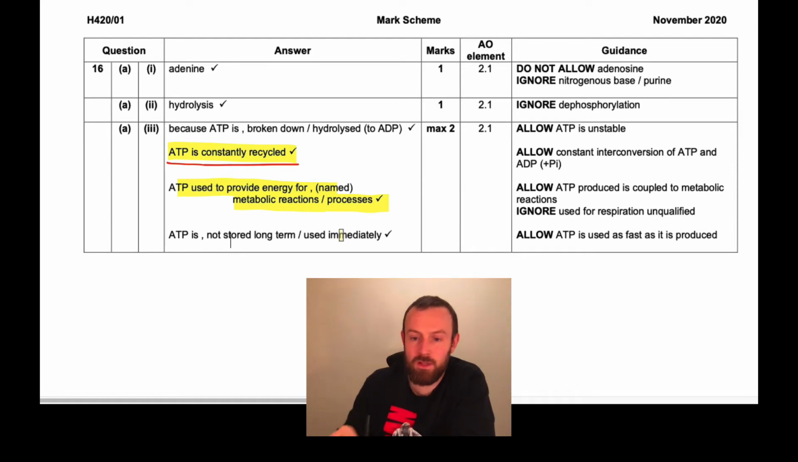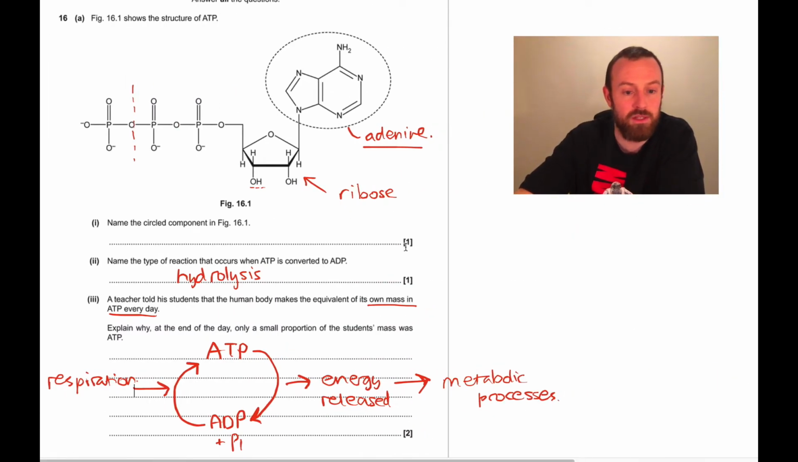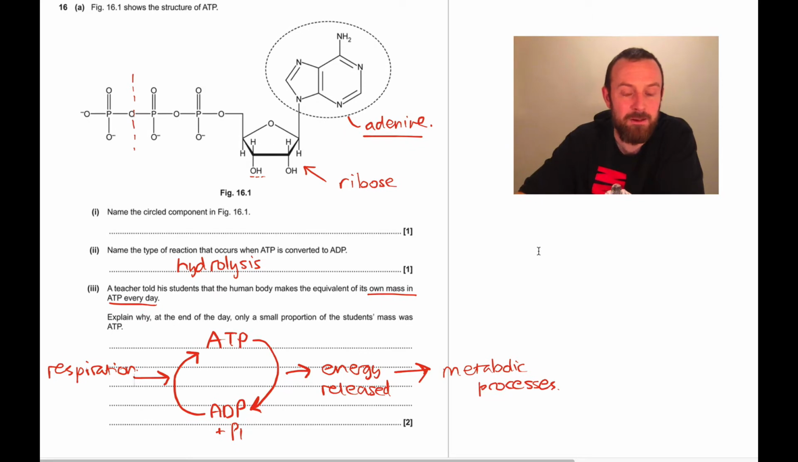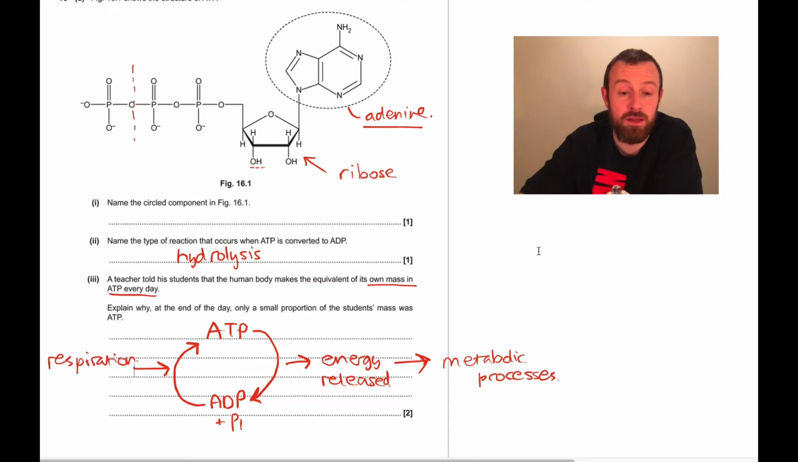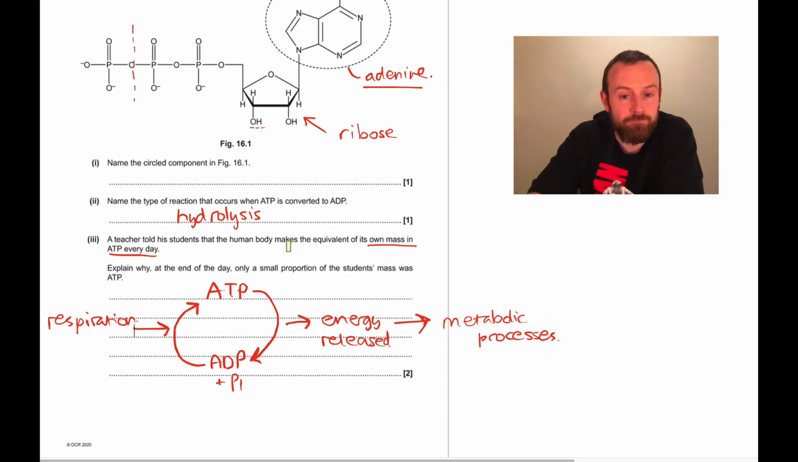Some people, when I've marked this question in the past, have said used for respiration, and some people got this a bit backwards. You might have said that ATP is broken down in respiration, okay? So you need to make sure that you understand this diagram. ATP is broken down to release energy, to power metabolic processes, and we create it in respiration. So don't get those the wrong way around. Right, let's move on.